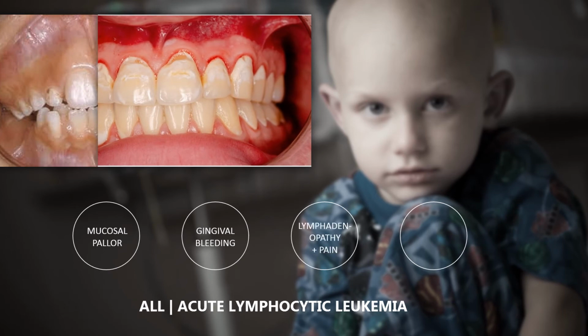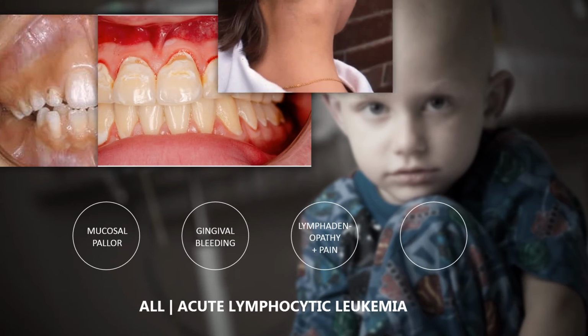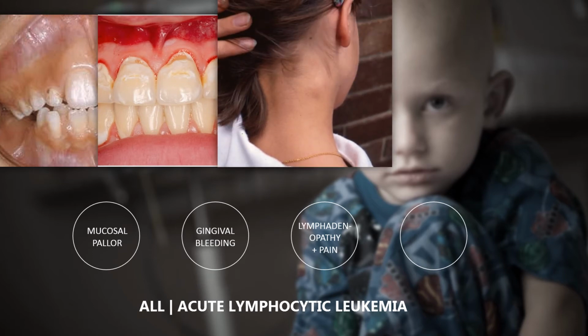But a persisting and consistent sign of ALL, and this is very important and critical, is the lymphadenopathy of the head and neck and lymphoid-bearing tissue of the orofacial region, and those are the tonsils. Patients may also develop laryngeal pain, evident in 52% of patients. Ulcerations and gingival enlargement are also evident.